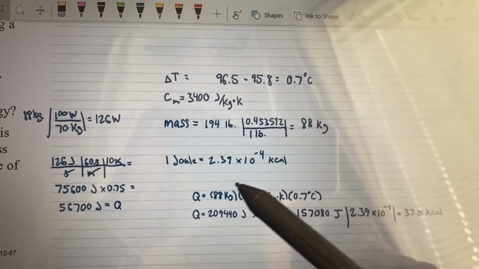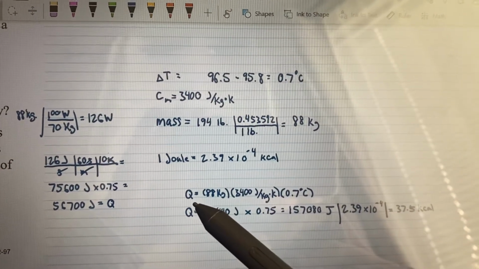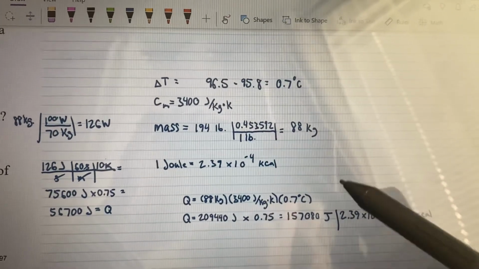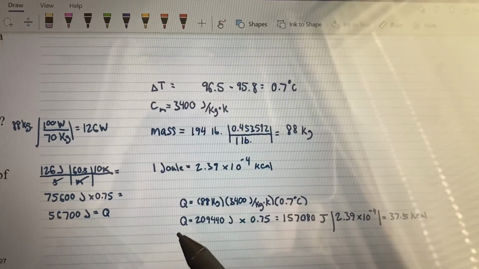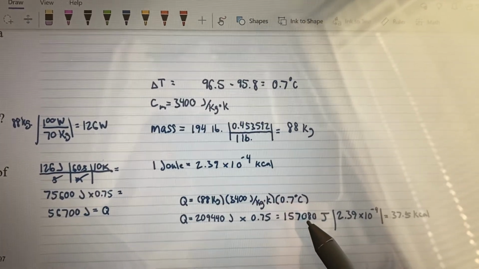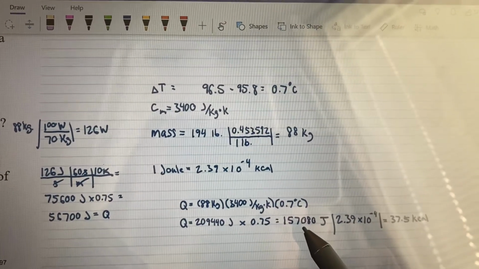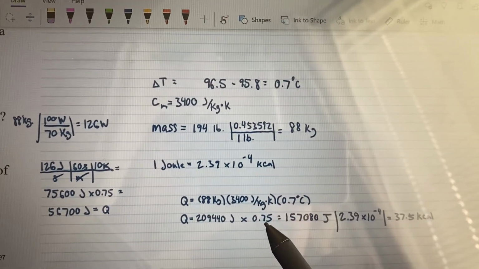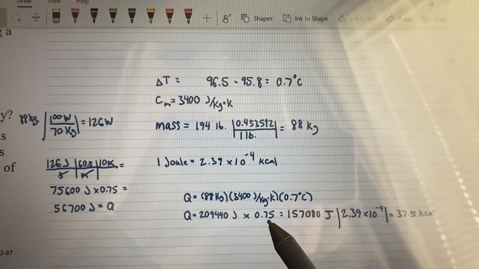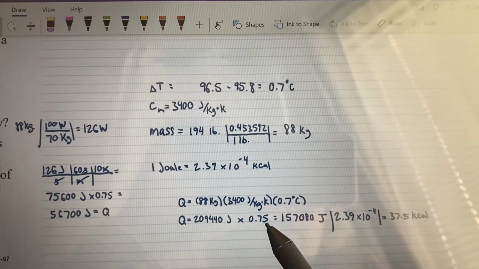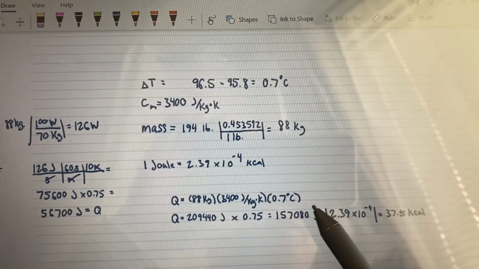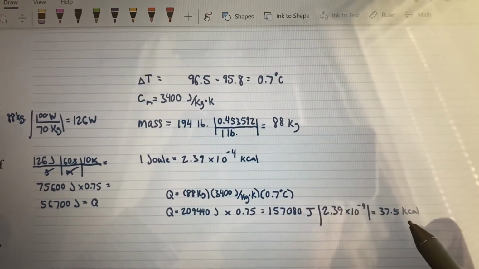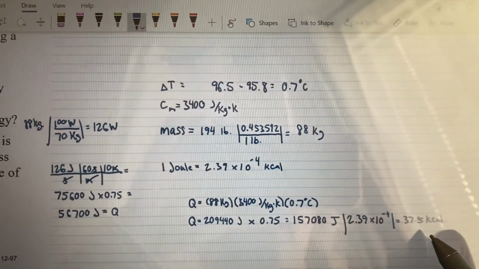Okay, so we put it all into our equation. Q is what we're looking for, times my mass, times my specific heat, times my change in temperature. And that ended up being this amount of joules, but then I multiplied by 75% because we're really just caring about the heat that I'm producing. And so this is the number of joules times my conversion to kilocalories. So that ended up being 37.5 kilocalories that I would be burning just in heat.